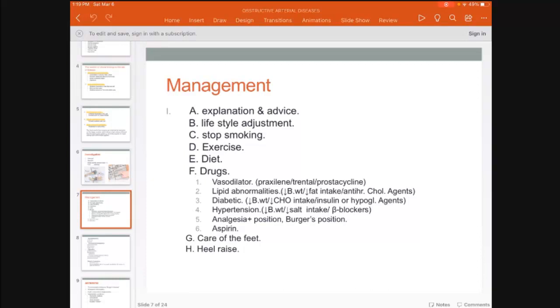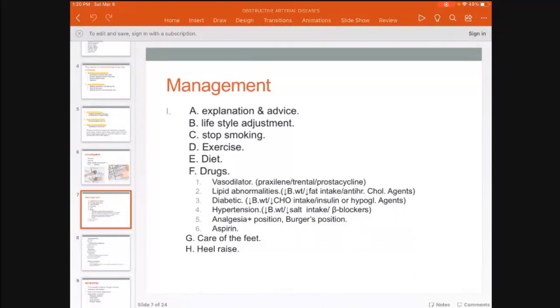And you should give some medication for that. The medication is to improve blood flow to the obstructed part of the limb, like a vasodilator such as Praxilene, Trental, and prostacyclin. These have a vasodilator effect. You should also control lipid abnormality by decreasing body weight and fat intake, and by taking an agent to reduce cholesterol and triglyceride.